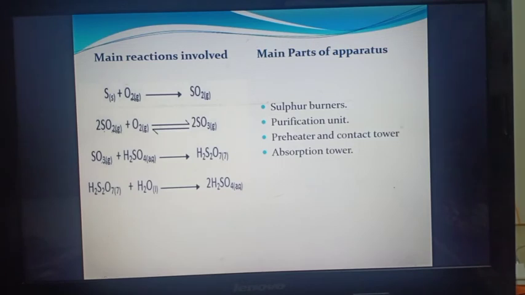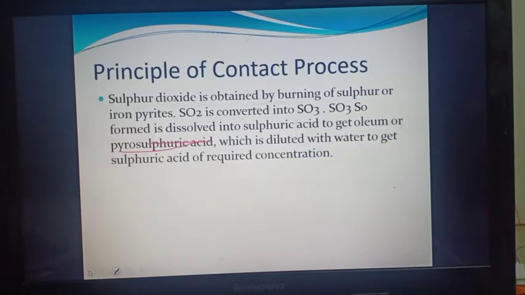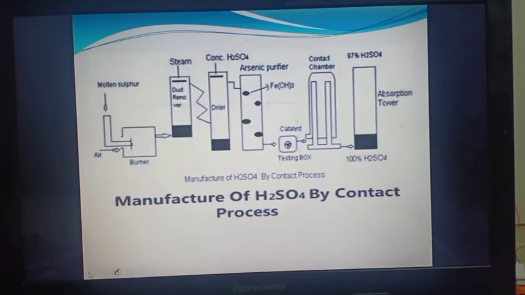Now these are the main reactions of the complete contact process. The main apparatus of the contact process consists of 4 parts, that is the sulfur burner, purification unit, preheater or contact tower, and the last one is the absorption tower. Now let's look at the diagram again.